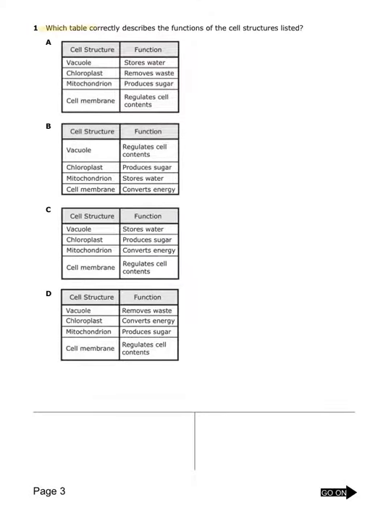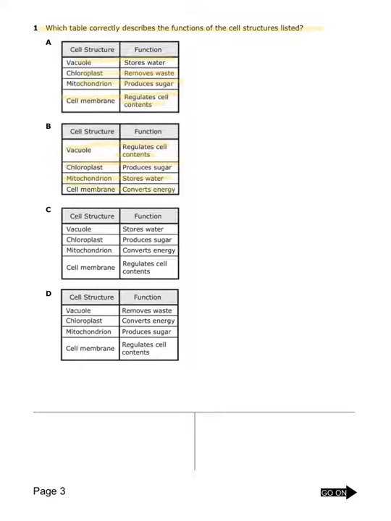Number 1, which table correctly describes the function of the cell structures listed? A, vacuole stores water, chloroplast removes waste, mitochondrion produces sugar, cell membrane regulates cell contents. Choice B, the vacuole regulates cell contents, the chloroplast produces sugar, the mitochondrion stores water, cell membrane converts energy.